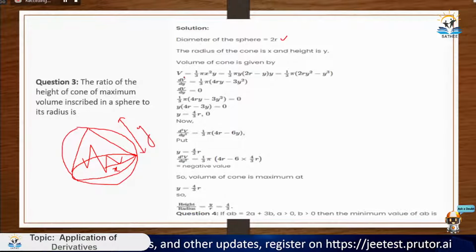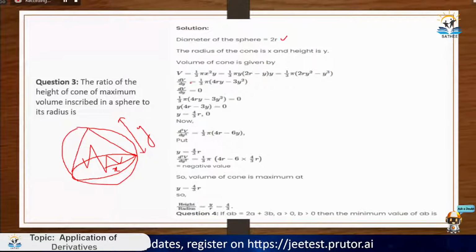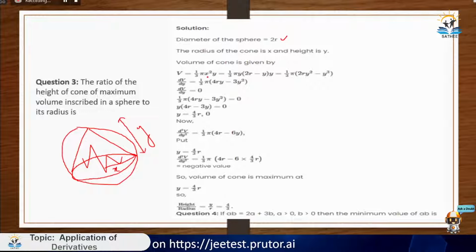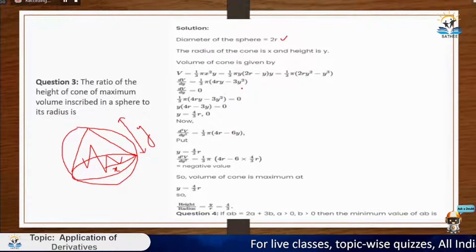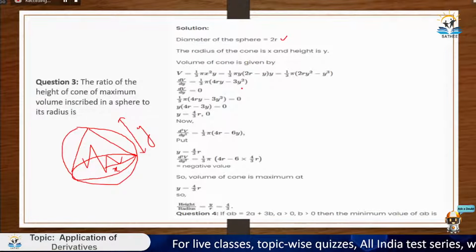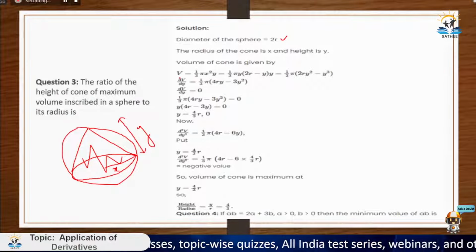So you must be knowing the formula for volume of cone. It is equal to 1 by 3 pi radius squared into height, which is 1 by 3 pi x squared into y. So this is my radius, and I am changing my x to 2r minus y, 1 by 3 pi y into x squared. So basically I'm doing what? I'm basically changing, मतलब मेरा total जो diameter है वो 2r है and my height is y, so remaining part would be 2r minus y. So that's what I'm doing here, and then I am calculating my dv with respect to dy.